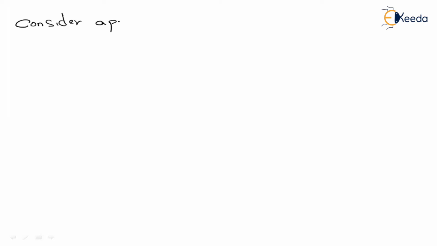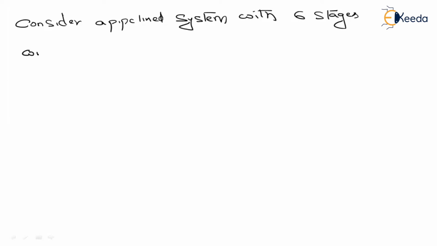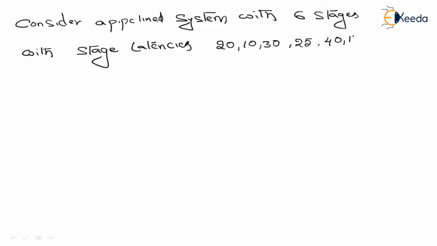Consider a pipeline system with 6 stages with stage latencies, here is given 20, 10, 30, 25, 40, 15, 40, 50.